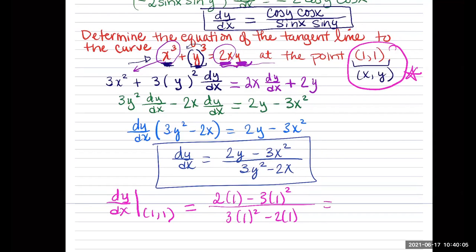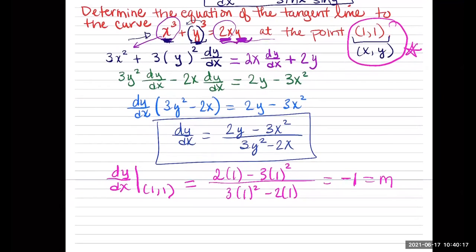So it looks like on top, I get -1. On bottom, I get +1. So the slope of our tangent line is -1. So the equation, got lots of ones there. So I'm using my point. Y minus the y coordinate is equal to the slope times x minus the x coordinate.